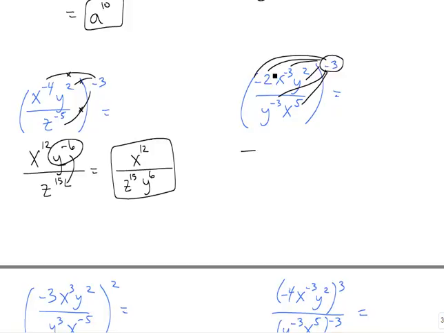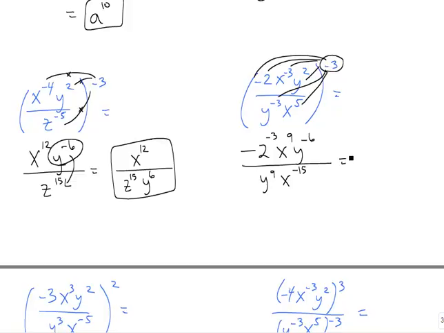So a negative raised to an odd power is going to stay negative. 2 doesn't have a power already, so that 2 is going to get raised to the negative 3 power. X already has a power, so we're going to multiply negative 3 times negative 3 becomes positive 9. And y squared raised to the negative 3, multiplying those powers, 2 times negative 3 is a negative 6. In the denominator, negative 3 times negative 3 gives me y to the 9th, and 5 times negative 3 is negative 15, so I have x to the negative 15.